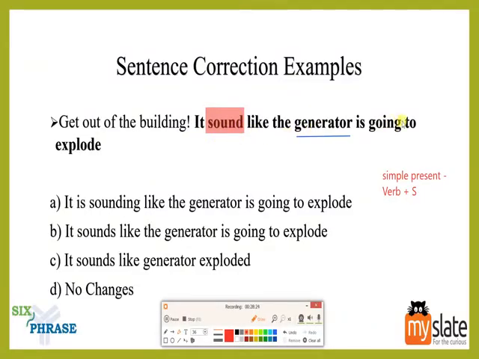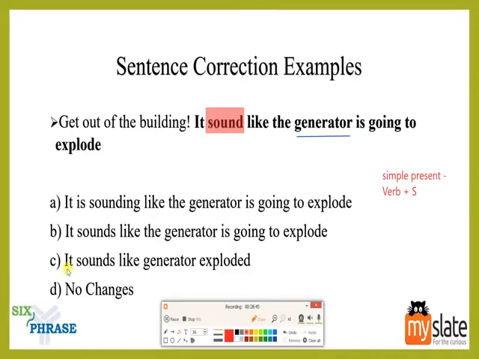Do we have an option like that? It is sounding like the generator is going to explode. Sounding, so verb plus ing. This is a continuous form. You cannot use a continuous form here. So the next one: it sounds like the generator is going to explode. Yeah, this seems like the right answer. Just take the second one.